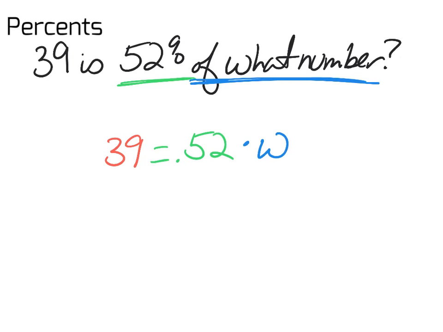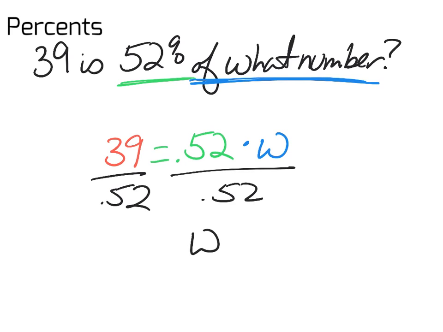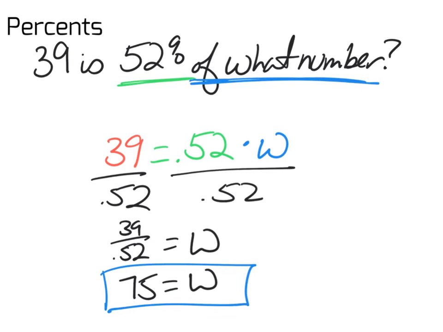Okay, so I have 39 equals 0.52 times W. So I'm going to have to divide by 0.52 to get my W alone. So W equals 39 divided by 0.52. So if I take 39 divided by 0.52, I get 75. So my answer is 39 is 52% of 75.